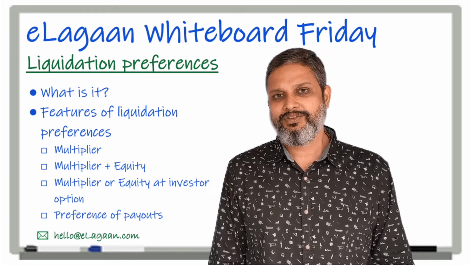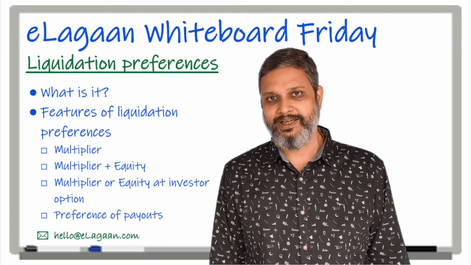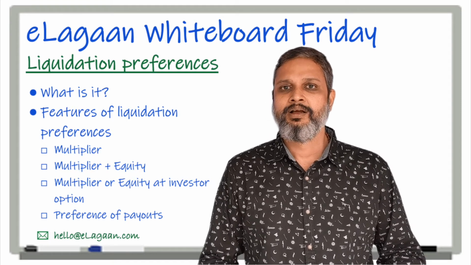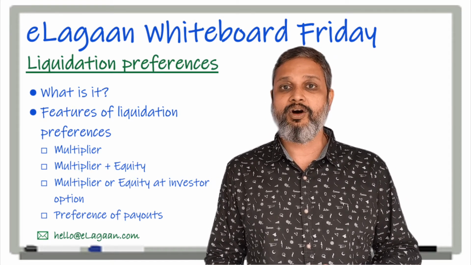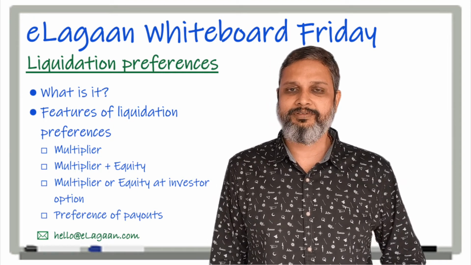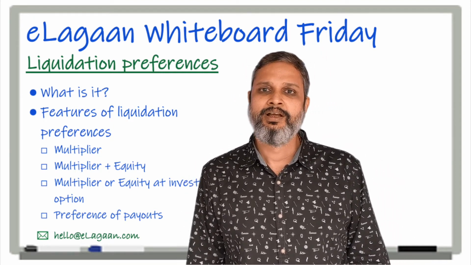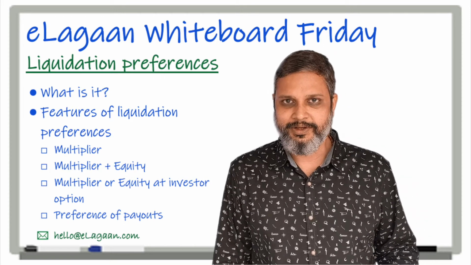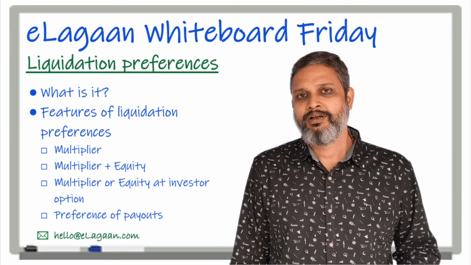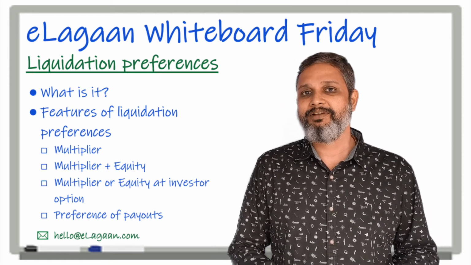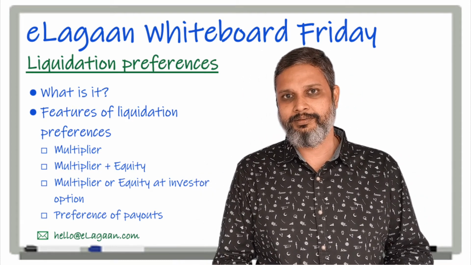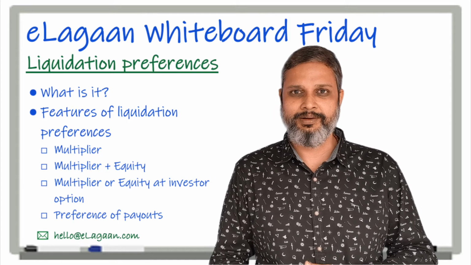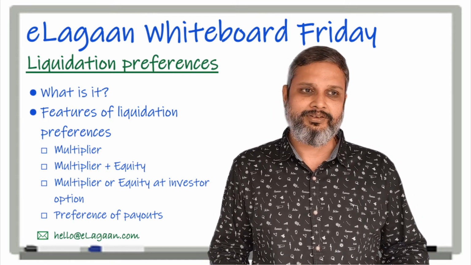The third thing is multiplier or equity. The first was multiplier plus equity; the third could be multiplier or equity depending on the option of the investor. As we discussed, whenever a liquidity event happens, the investor will have an option to either convert their holding into equity shareholding and then take the money.